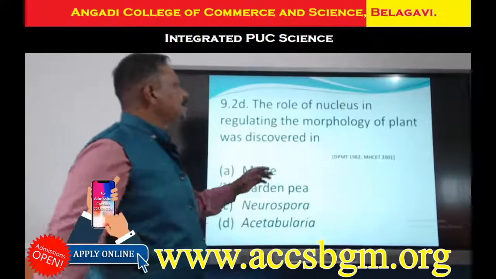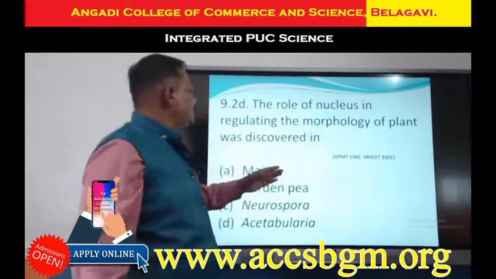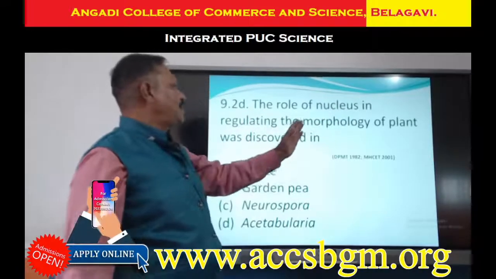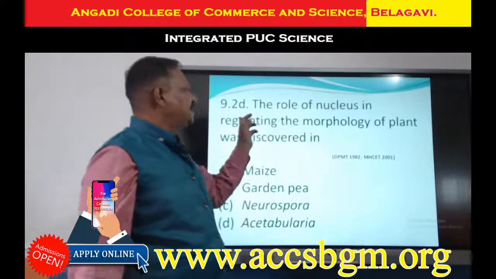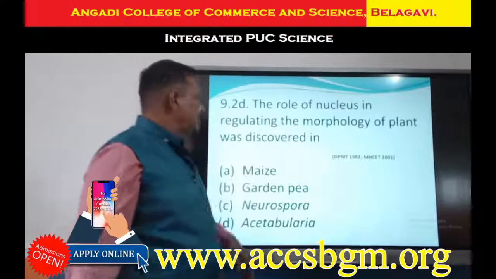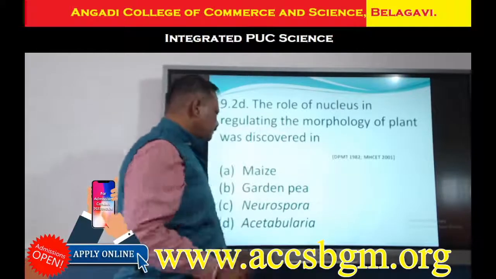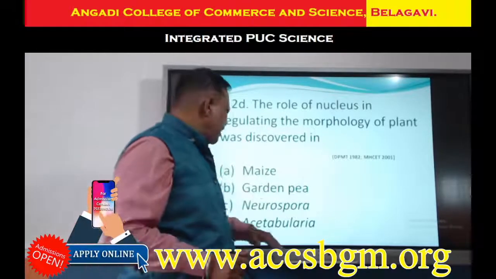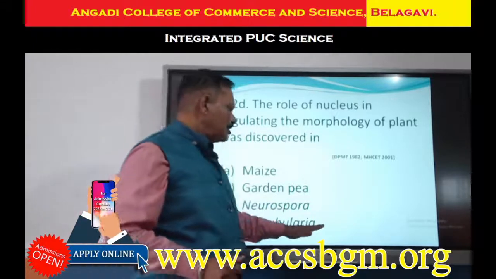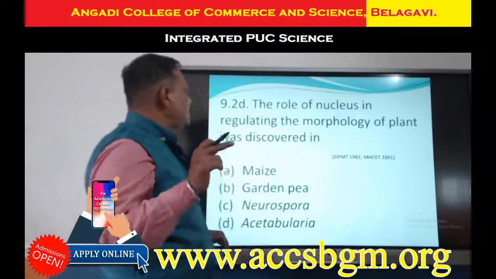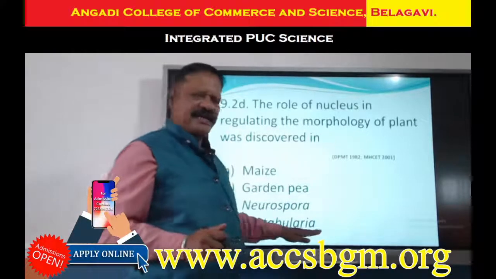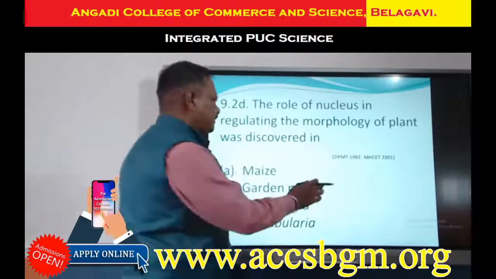Now see, the role of nucleus in regulating the morphology of plant was discovered by? The options: maize, garden pea, Neurospora, Acetabularia. So, here the right option is D. Acetabularia is the correct one. Next.